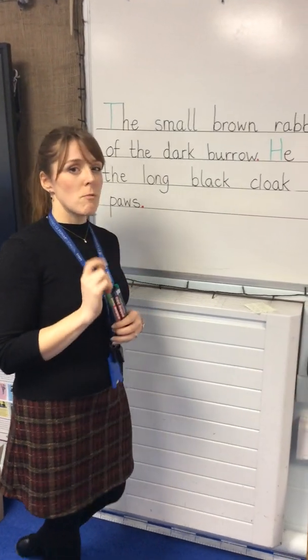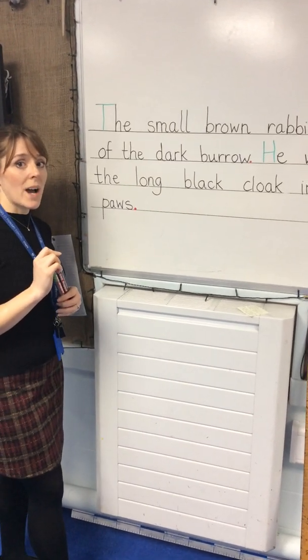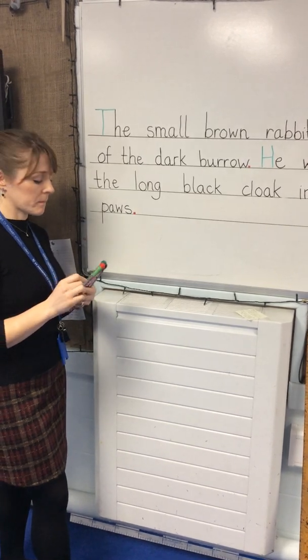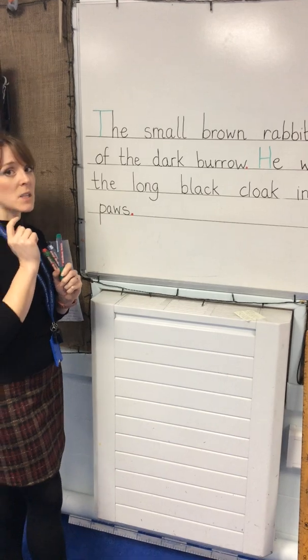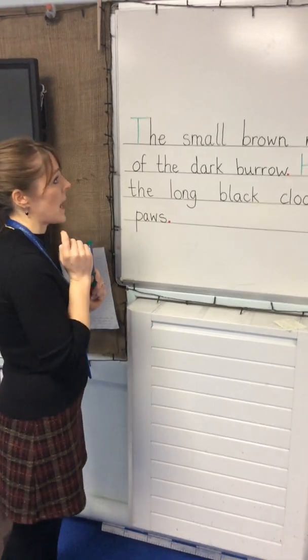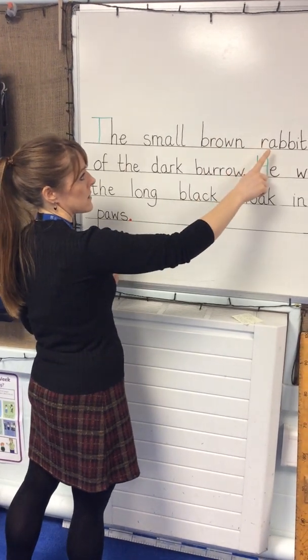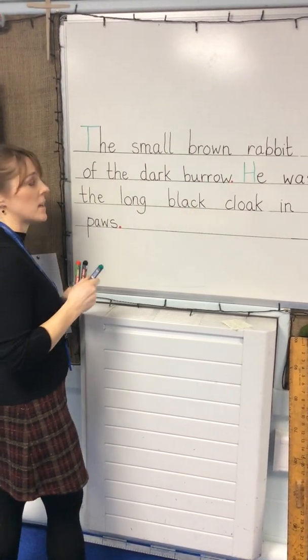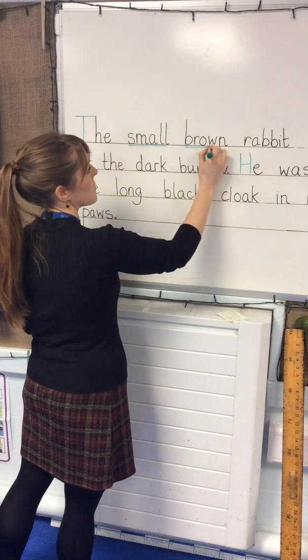Now something that would be really good as a little extra challenge is to see if you can spot your adjectives, your describing words, and underline them in a colour. I'm just going to use green because that's what I've got here. I'm going to see if I can spot my describing words now. So I've got rabbit, and small and brown describe my rabbit. So I'm going to underline small and brown.